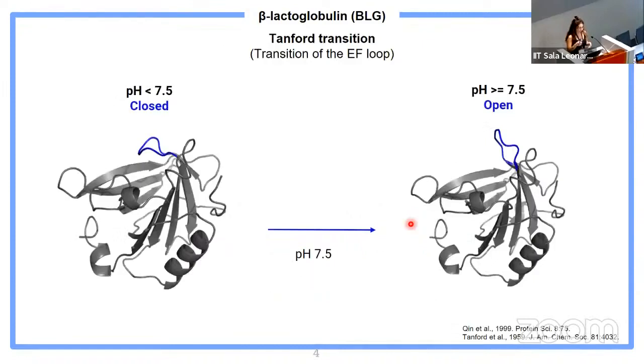In this hydrophobic cavity, there is a loop called the AF loop that can be in a closed or in an open position according to the pH. That is, at pH lower than 7.5, the loop is considered to be closed and ligands cannot bind, but when the pH increases, the loop opens and ligands can bind. And this gating mechanism is affected by the protonation of glutamate 89, and this transition is called the Stanford transition.